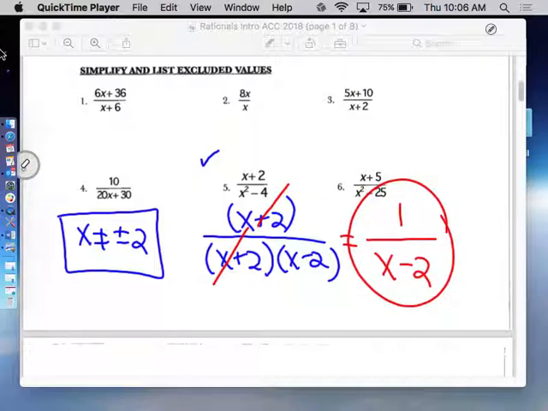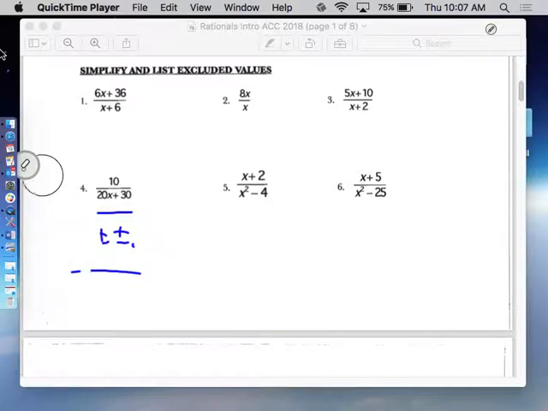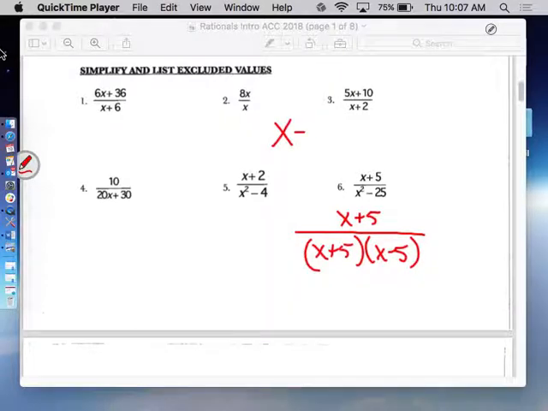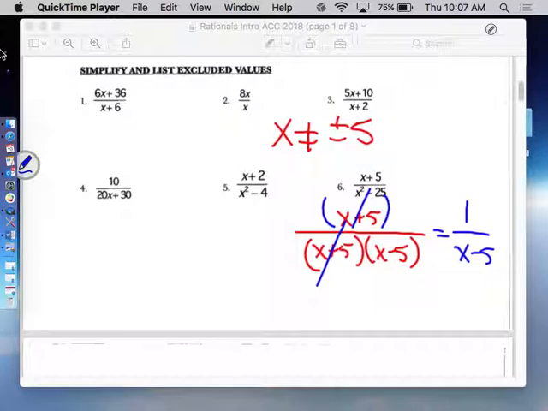And let's do number 6 on the video, and I think I'll stop the video and let you all practice on your own. So a problem like number 6, once again, is set up exactly like number 5 actually. So I copy my numerator over, factor my denominator, list my excluded values, and then I look at it for simplifying. I see that the binomial x plus 5 is a factor in both the numerator and the denominator. So my simplified answer is 1 over x minus 5.